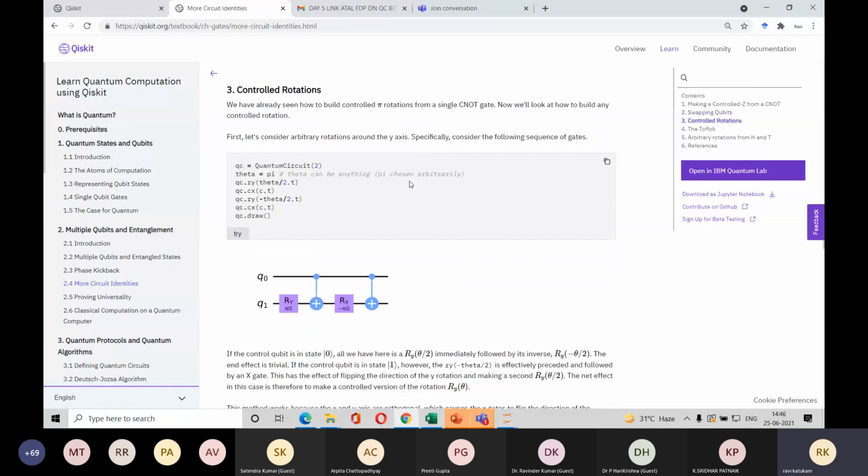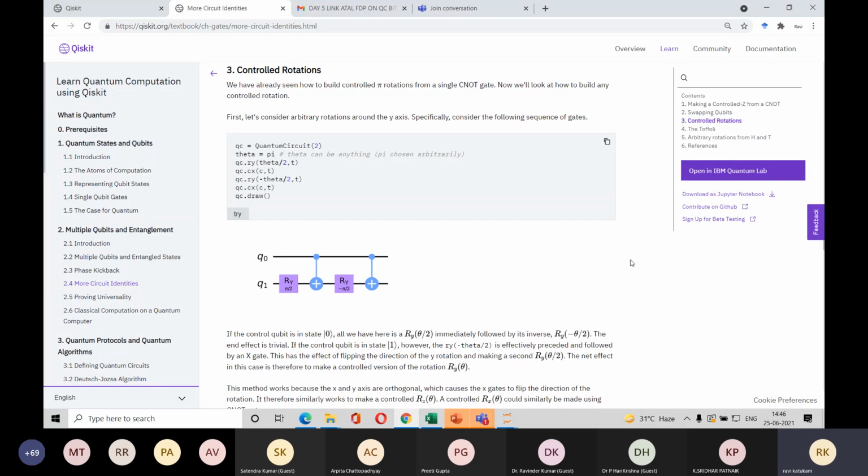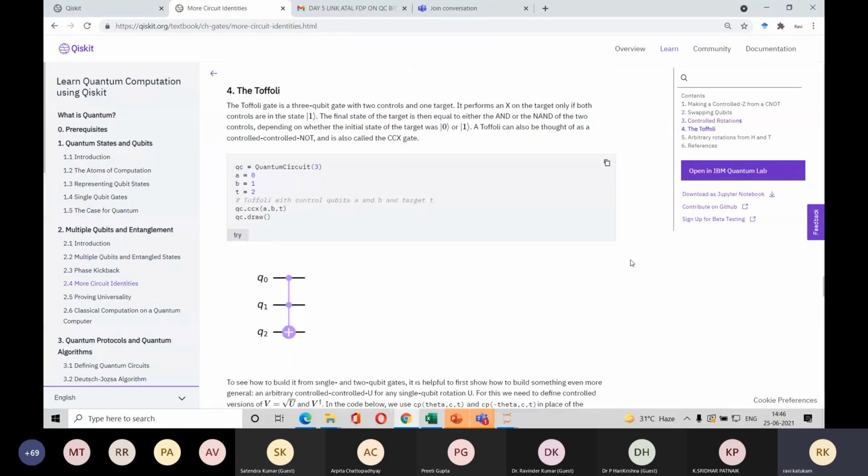So then controlled rotations, these are nothing but R5. So a theta value of rotation you can achieve. See, in NOT gate, what you do is you will turn it 180 degrees, but you can have a specified angle of rotation. Okay, so these are controlled rotation operations.